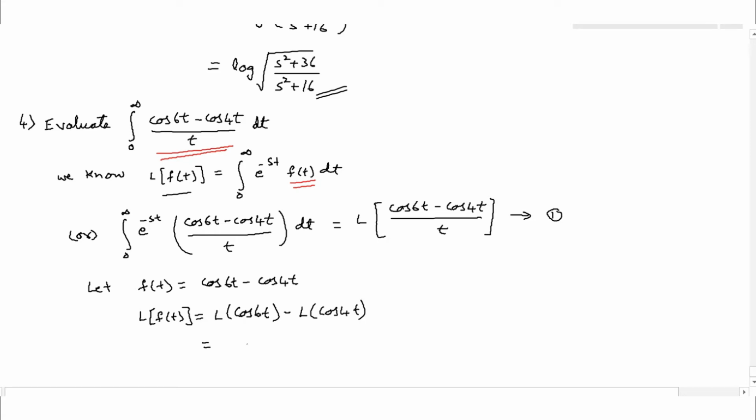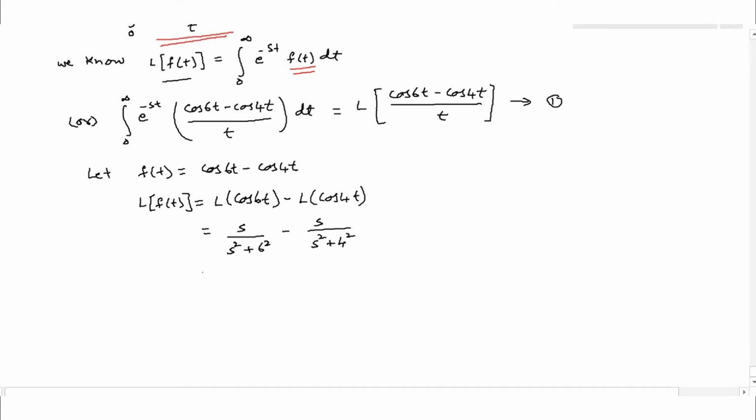We know the Laplace transform of cos at to be equal to s by s square plus a square. In this case, a is 6 for the first term, minus s by s square plus a square where a is 4, so 4 square. Further, you can rewrite that as s by s square plus 36 minus s by s square plus 16. That will be equal to f bar of s.